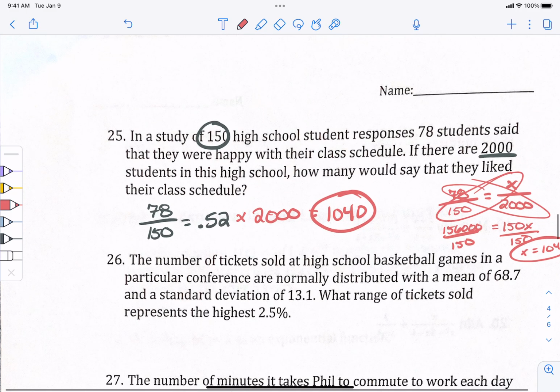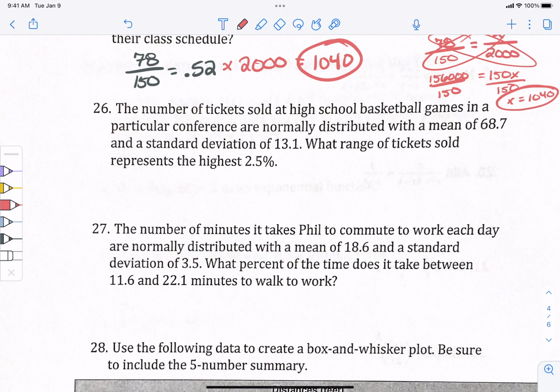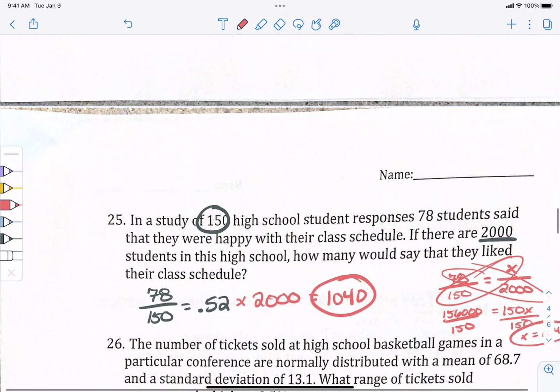All right, here's the deal. Is that a survey? We don't have to label that one as a survey. Probably. Yeah, they asked them if they were happy with their class schedule, so that would be a survey. Yep. Okay, 26. All right, for 26 and 27, you need this thing.